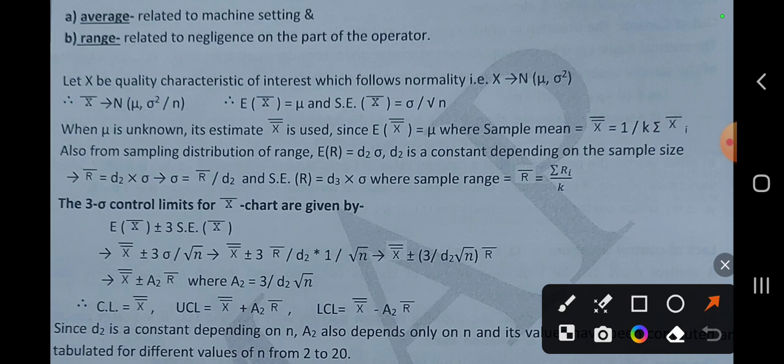So this implies sigma is equal to R bar upon d2. And the standard error of R is nothing but d3 multiplied by sigma. And what is this R bar? R bar is nothing but the sample range.